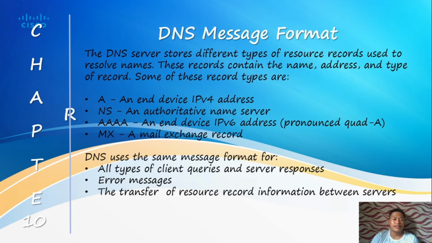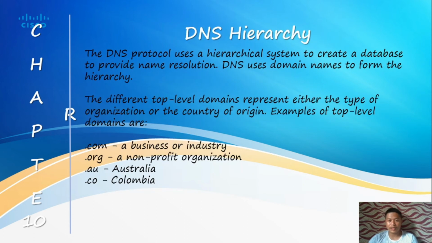DNS message format. The DNS server stores different types of resource records used to resolve names. This record contains the name, address, and type of record. Some of these record types are A, which is an end device IPv4 address. NS is an authoritative name server. AAAA is an end device IPv6 address, pronounced quad A. MX is a mail exchange record. DNS uses the same message format for all types of client queries and server responses, error messages, and the transfer of resource record information between servers.